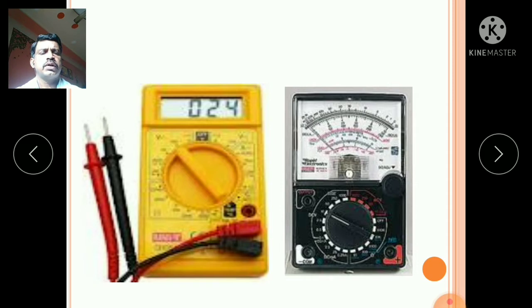So both are about the same. Here you will get a direct reading, and here a scale is provided. With the help of this scale you can understand the value of resistance, voltage or current. Here also different scales are provided. We can choose the suitable scale by pressing the knob on these different scales, and we can measure the resistance, voltage and current. So both are about the same thing.